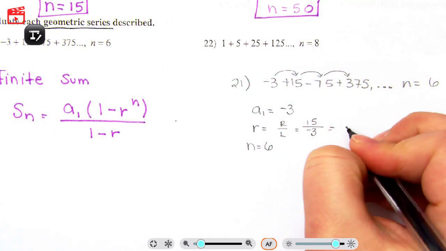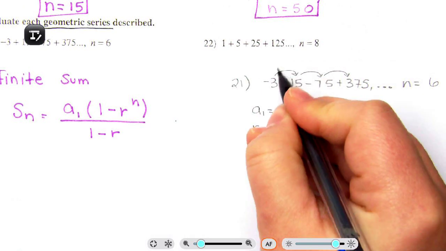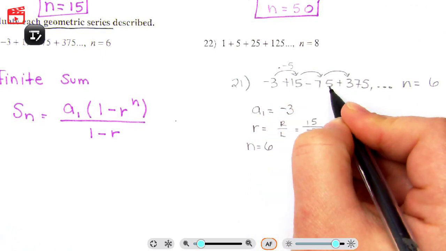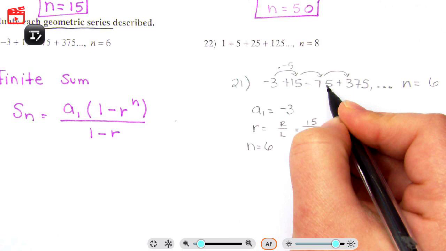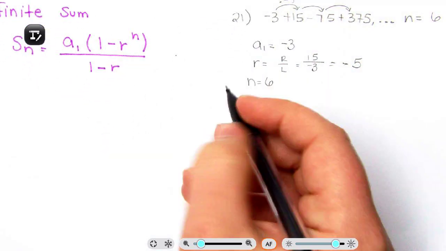So 15 divided by -3 is -5. And I'm going to double check. So -3 times -5 is 15. 15 times -5 is -75, and I'm assuming this works as well. All right, so let's use our formula.